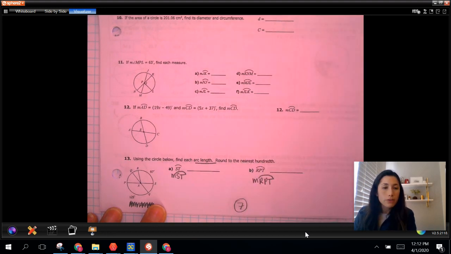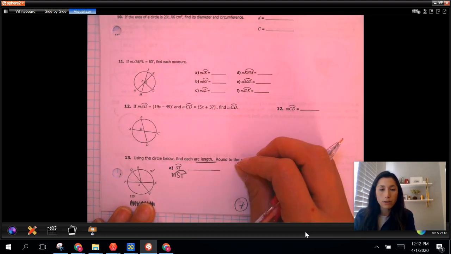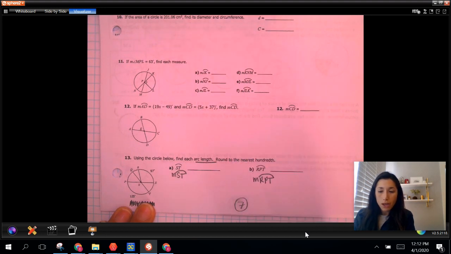We're not talking about length quite yet because we'll be working on that in lesson 3 with sectors, areas, and arc lengths. So please remember, come to office hours if you need help on any of these pages 1 through 7 so far.